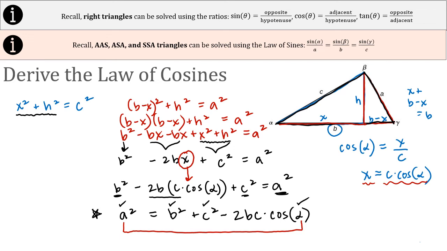Now, we could have used any of the angles that we began with to drop that perpendicular. We started with angle beta and side B across from it. If I had done the exact same thing but used alpha and A or gamma and C, I simply would have gotten a variation of this law of cosines where instead of starting with a squared, maybe I had started with b squared, or maybe I had started with c squared. On the next slide, let's generalize this formula.